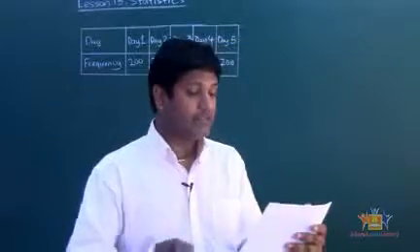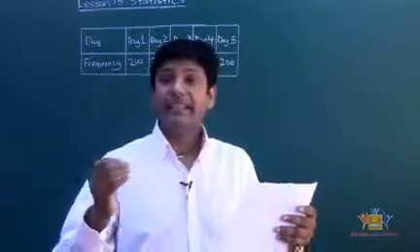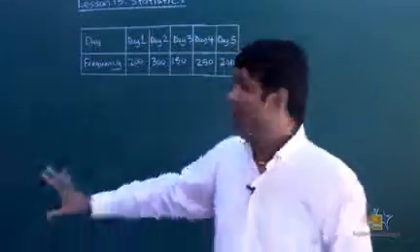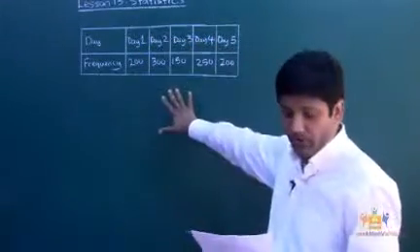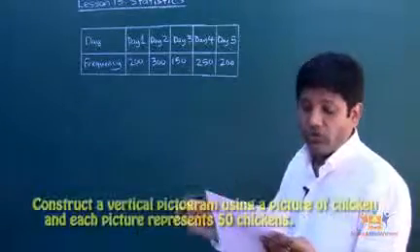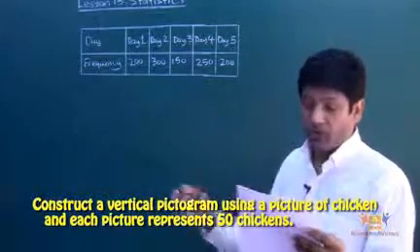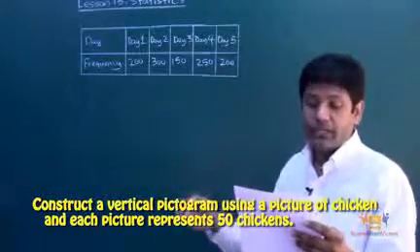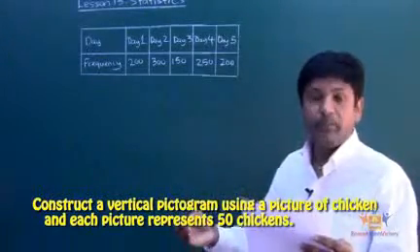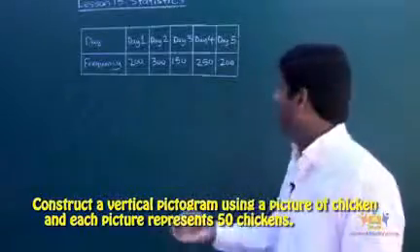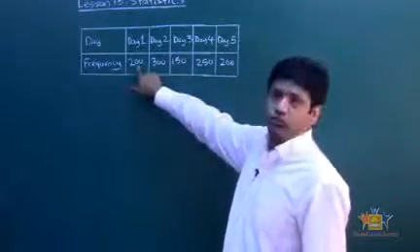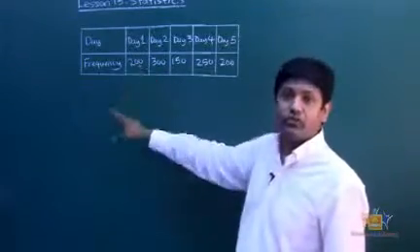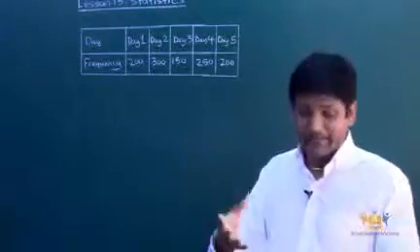Okay, the first question says, the table below shows the number of chickens sold by a farmer in 5 days. Mr. Mac's already got the table drawn on the board. Then it says, construct a vertical pictogram using a picture of a chicken, and each picture represents 50 chickens. Now can you imagine, for 200 chickens, if each chicken is 1, you have to draw 200 chickens. You don't want to do that. That's why they scaled.